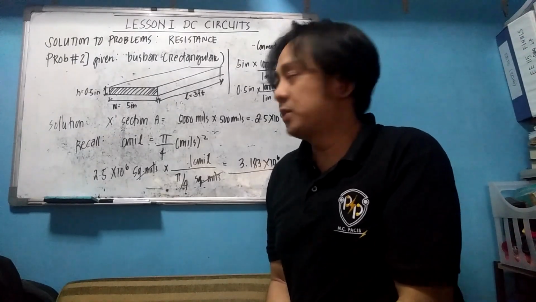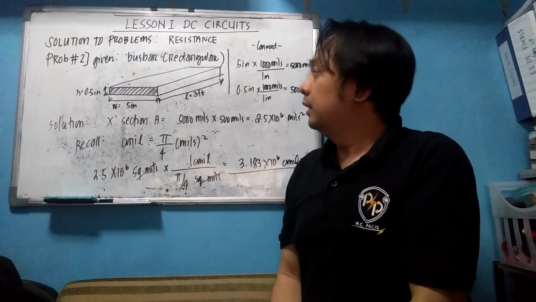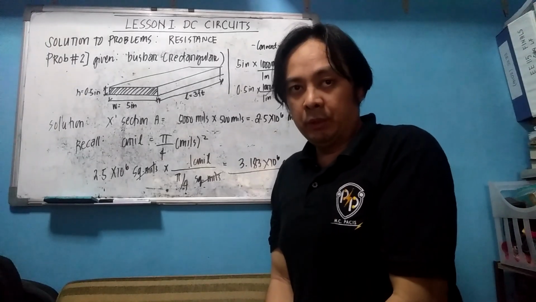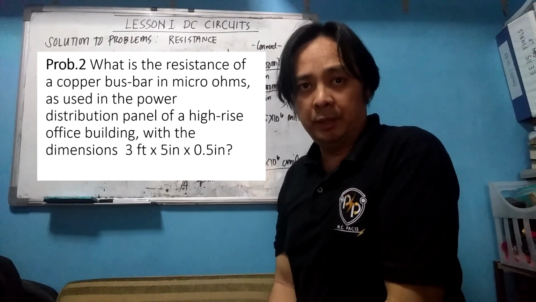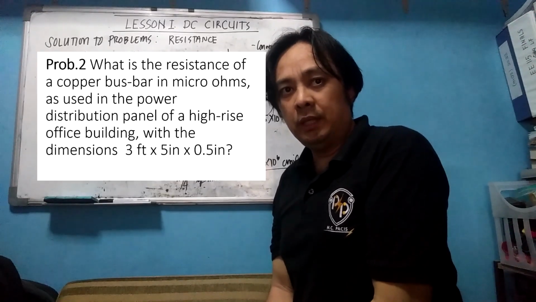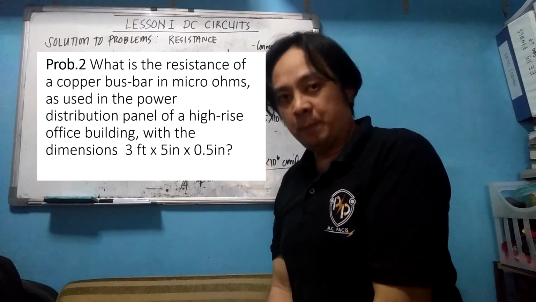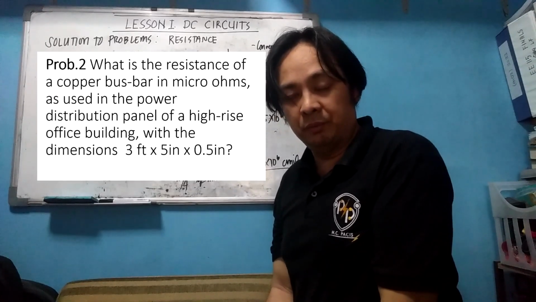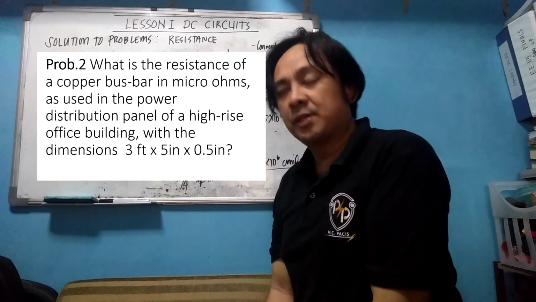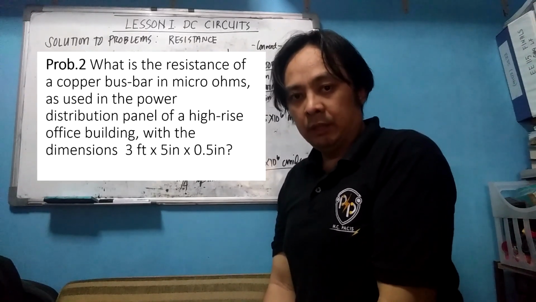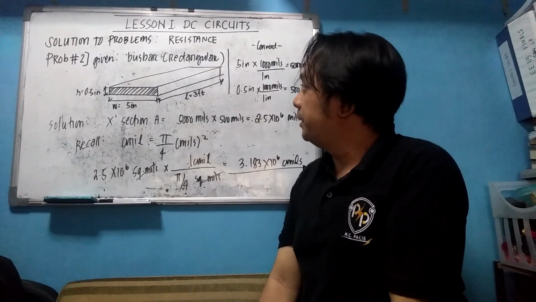Now, we will discuss problem number 2. This flashes on your screens here. Problem number 2, I will read it again. What is the resistance of a copper bus bar in micro ohms as used in the power distribution panel of a high-rise office building? The dimension of this bus bar is 3 feet by 5 inches by 0.5 inches. So this is the solution of the problem here.